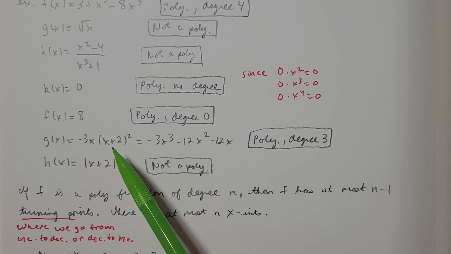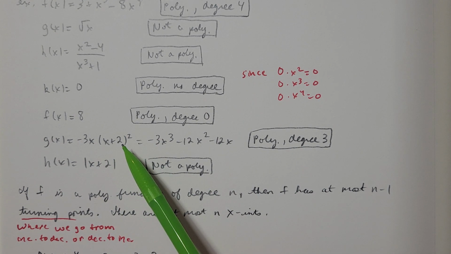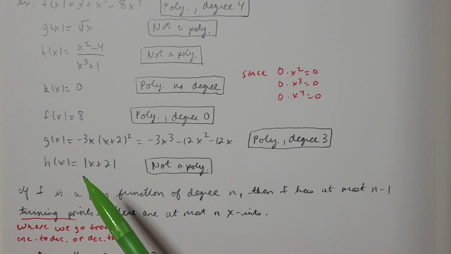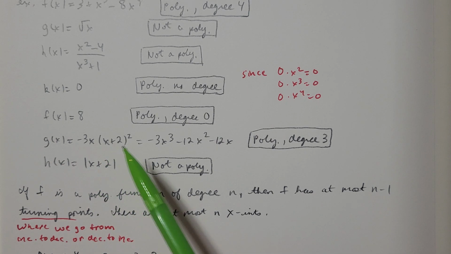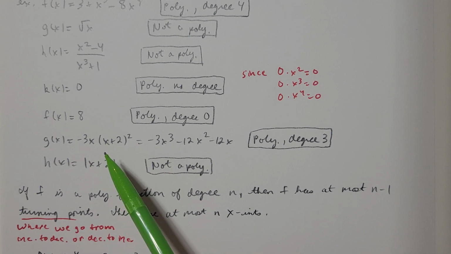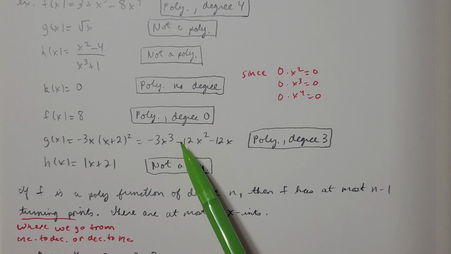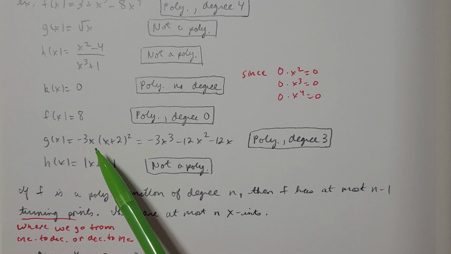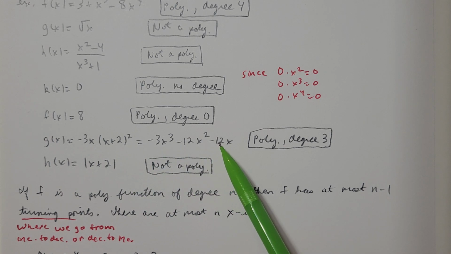And yeah, so (x plus 2) squared, that's the same thing as (x plus 2) times (x plus 2). When I FOIL that out, that'd be x squared plus 4x plus 4. I'm multiplying that by negative 3x. So negative 3x times x squared would be negative 3x cubed. Negative 3x times 4x would be negative 12x squared. And negative 3x times 4 would be negative 12x.